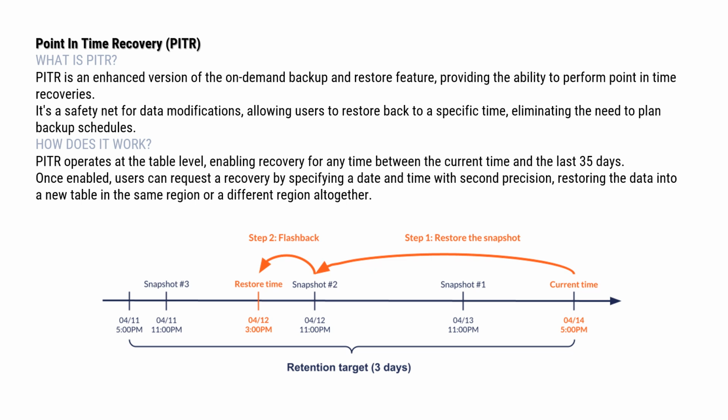Now let's learn about point-in-time recovery, PITR. PITR is an enhanced version of the on-demand backup and restore feature, providing the ability to perform point-in-time recoveries. It's a safety net for data modifications, allowing users to restore back to a specific time, eliminating the need to plan backup schedules. PITR operates at the table level, enabling recovery for any time between the current time and the last 35 days. Once enabled, users can request a recovery by specifying a date and time with second precision, restoring the data into a new table in the same region or a different region altogether.